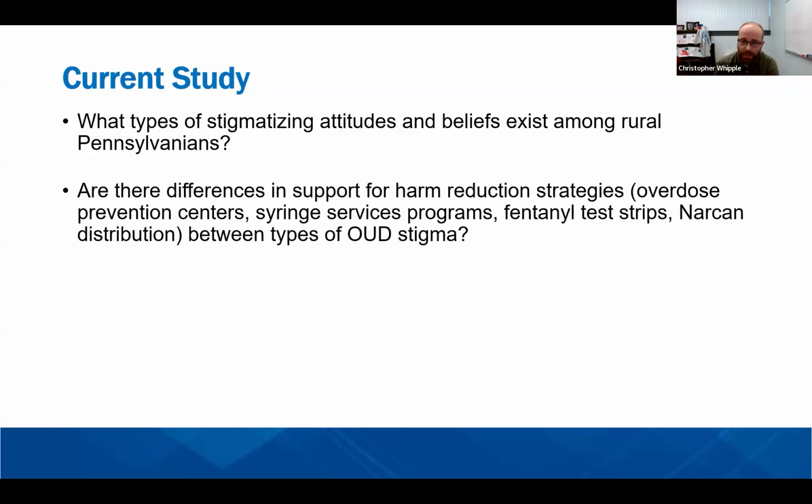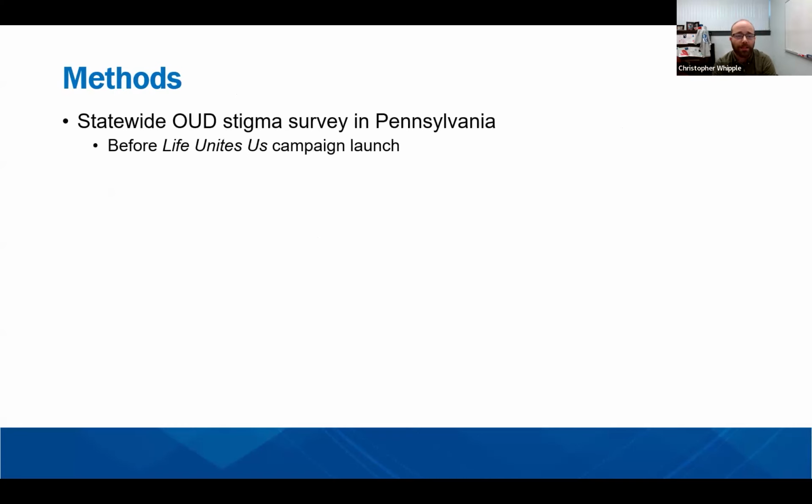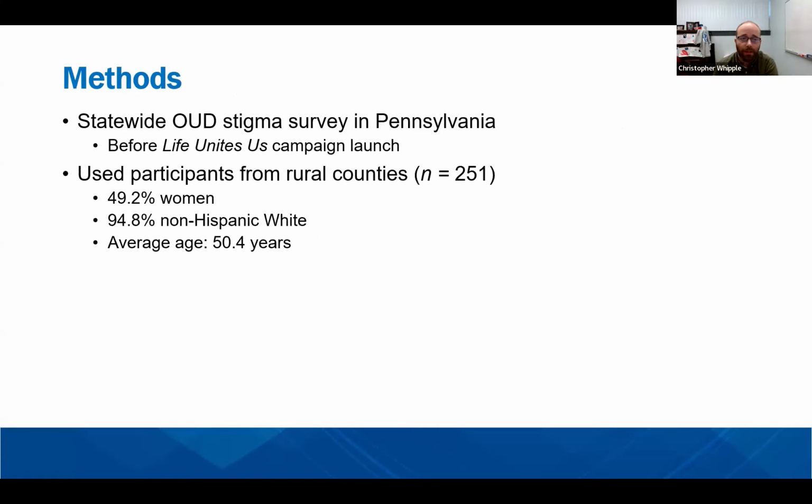And so using the data that Övgü and Nathan described earlier, we took a look at these differences. So we used the baseline data on our statewide stigma survey. So this is data that's coming from before the launch of our Life Unites Us campaign. Of the about 1,000 people who responded to that overall survey, about 251 were from rural counties. You can see the breakdown here. Just under half were women, and about 95% reported they were non-Hispanic white individuals. The average age was about 50 years old for people who were in our rural counties.